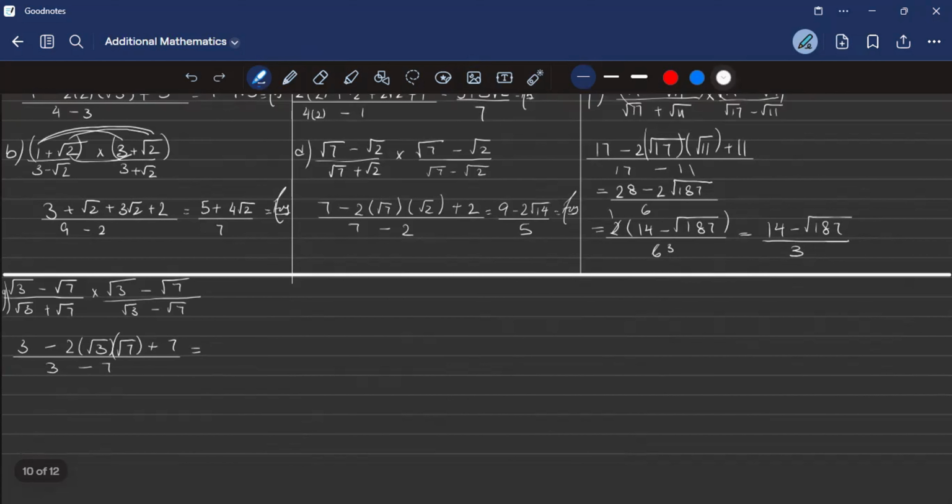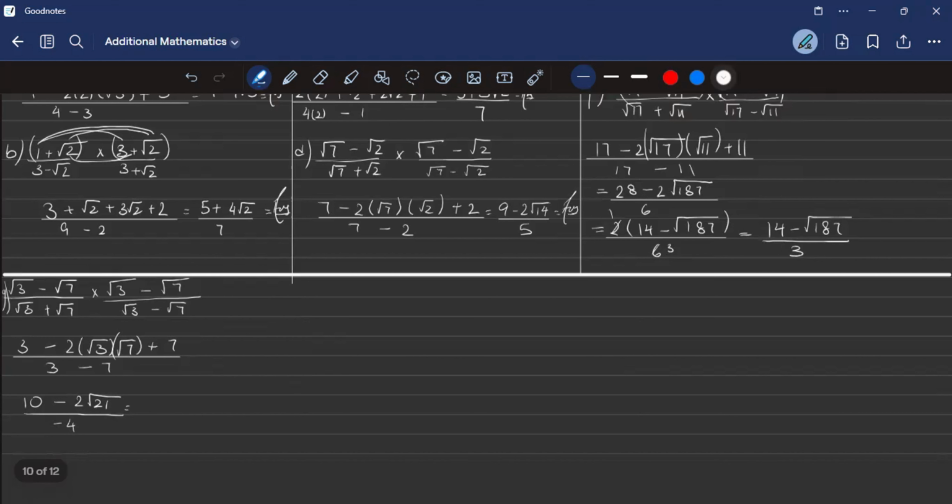In fact, it's as simple as that. 7 plus 3 is what? Okay, I'm going to write it. 7 plus 3 is 10, minus 2 under root 7 threes is 21, divided by 3 minus 7. So that would be equal to negative 5. Sorry, negative 4. My bad. Negative 4.